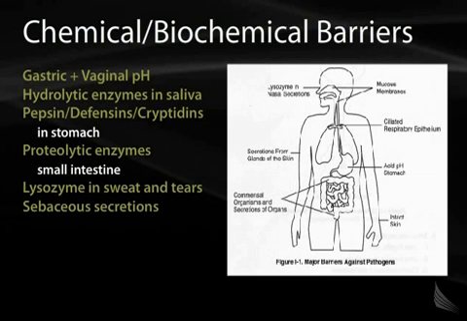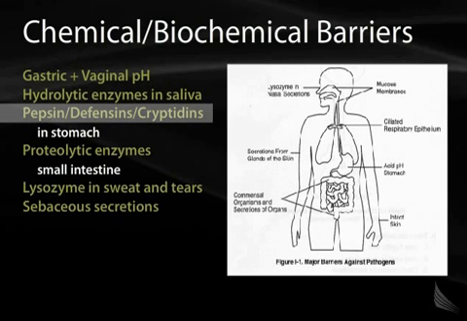Let's move on to chemical and biochemical barriers. So these are things like gastric or vaginal pH. We mentioned the acid pH being bad for bacteria. Well, the vaginal pH is the same thing, preventing pathogens from being able to ascend and cause an infection going through the genitourinary tract. Hydrolytic enzymes in saliva, another barrier.